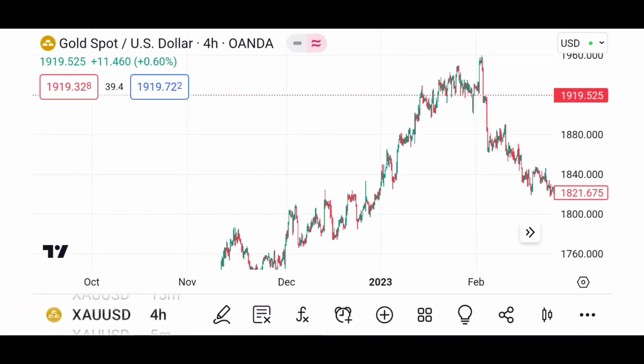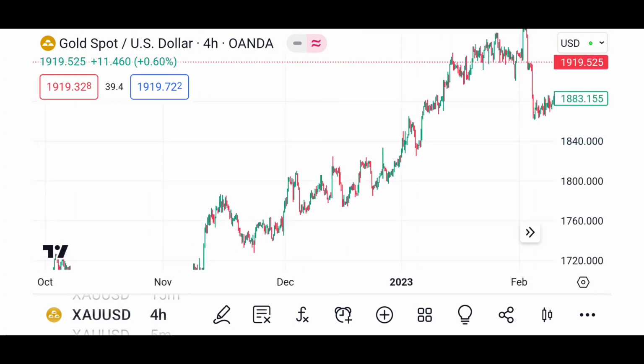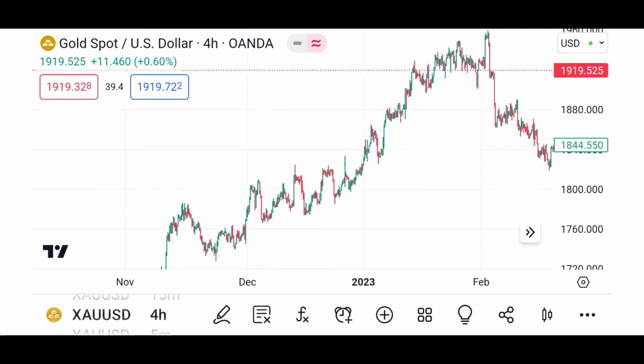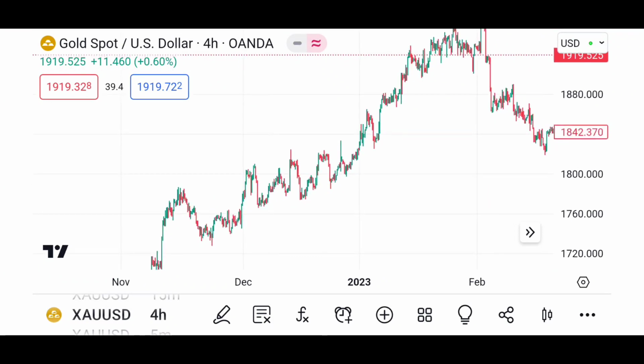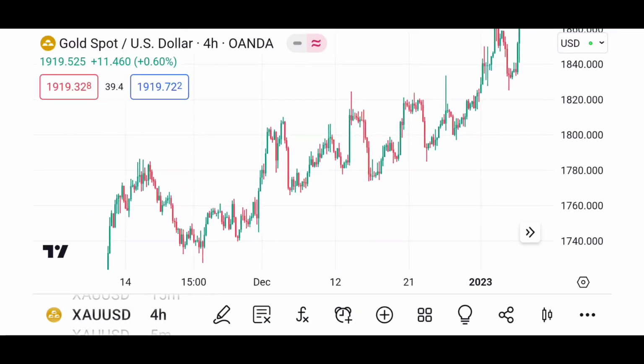So let's look at the practical aspect of trading range and how to apply it. So as you can see, this is gold for our time frame. And let's look at trading range using this bullish trend as an example. As you can see, we have a bullish trend here.